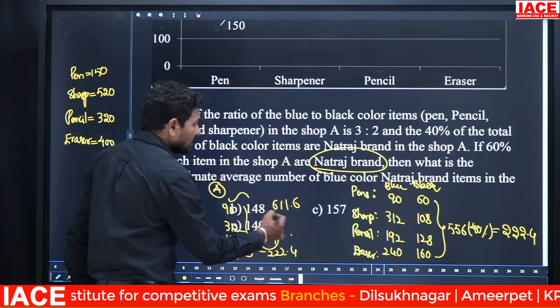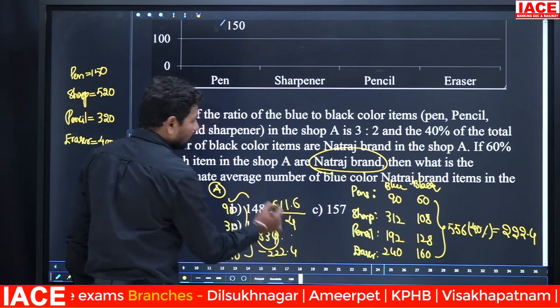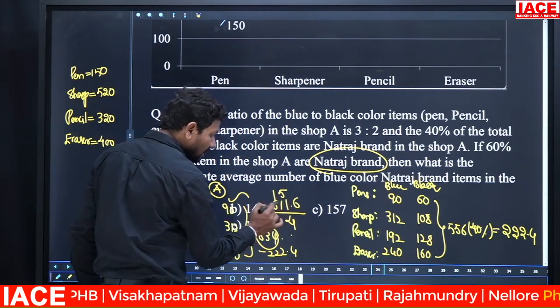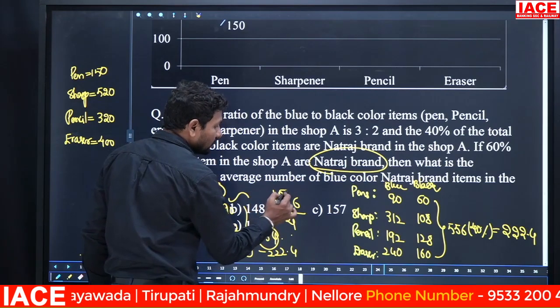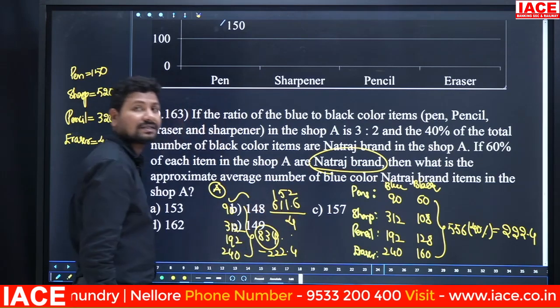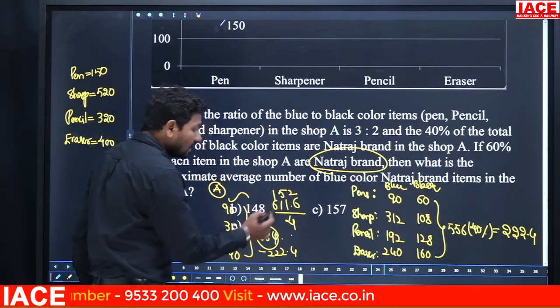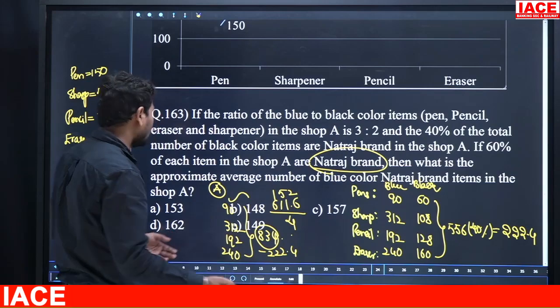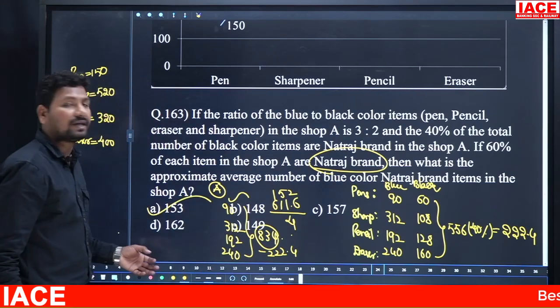The average is required. Average means we can divide by 4. 4 ones are 4, remaining is 20, 4 fives are 20, remaining is 11, 4 twos are 8. Then you will get almost 152.9, which is nearly 153. Option A.